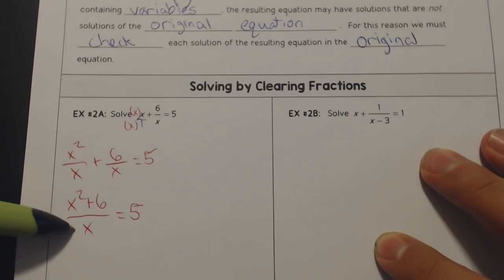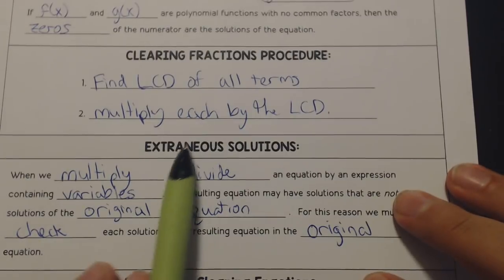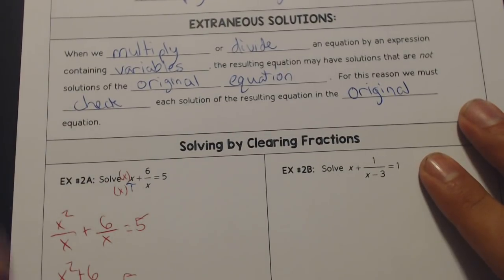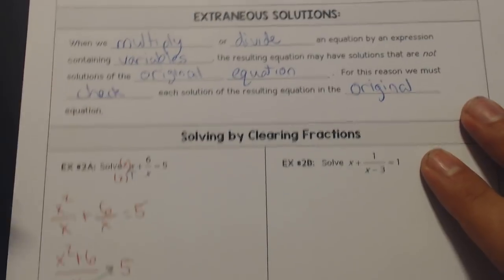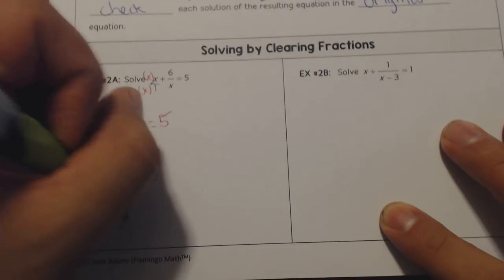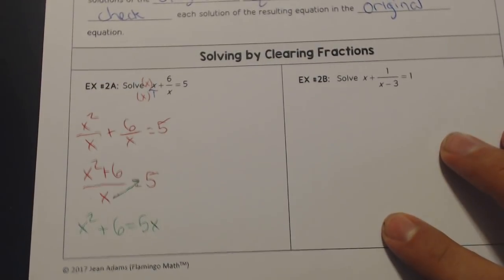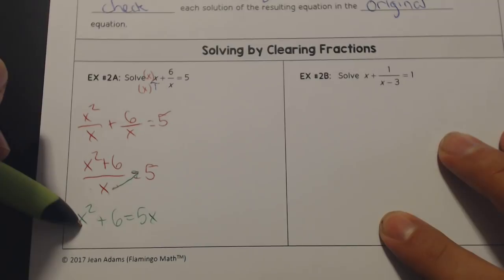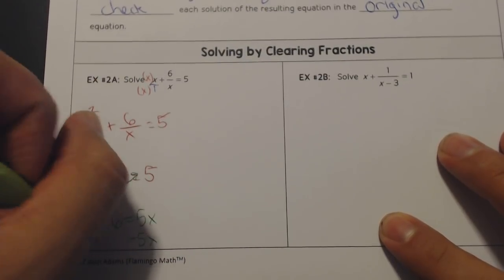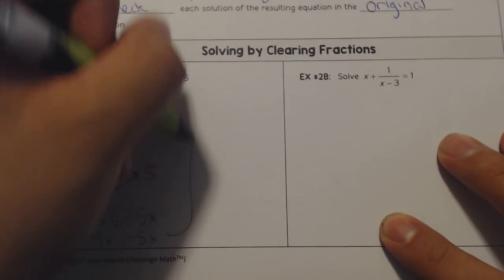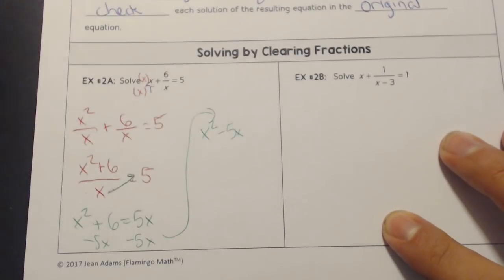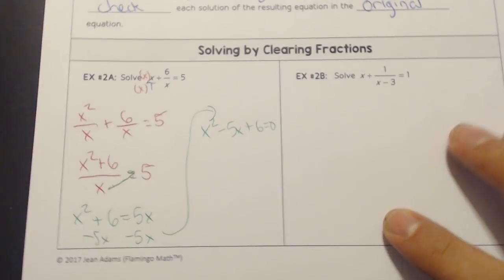Now I can finally get rid of my denominator. That's where we multiply each side by the least common denominator. We're going to multiply this x to the other side, so I'll draw an arrow here. I'm going to multiply it to that 5, and I get x squared plus 6 is equal to 5x. And I have a quadratic. The only way we solve a quadratic is by setting it equal to 0, so I need to subtract 5x from both sides, and I get x squared minus 5x plus 6 is equal to 0.